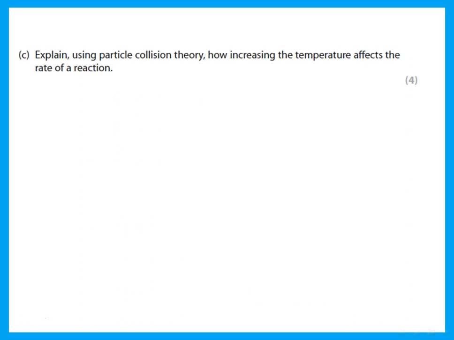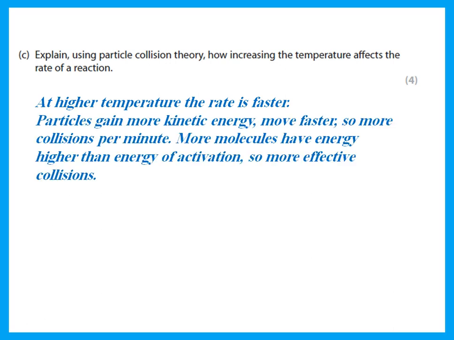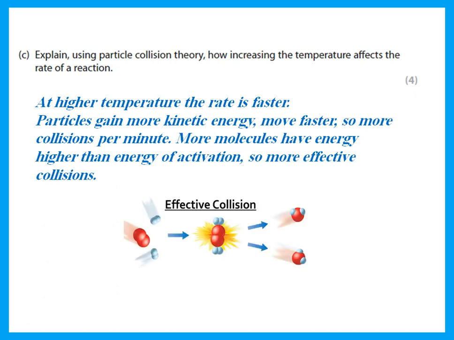Okay? Explain using particle collision theory how increasing the temperature affects the rate. What happens when we increase the temperature? At higher temperature, the rate is faster. This is because particles gain more kinetic energy, move faster, more collisions per minute, and we have more molecules with high energy, higher than the energy of activation, so there are more effective collisions. Remember that we said the rate of any reaction depends on the collisions that are effective, the collisions that lead to products, not just bumping into each other, and that's it.